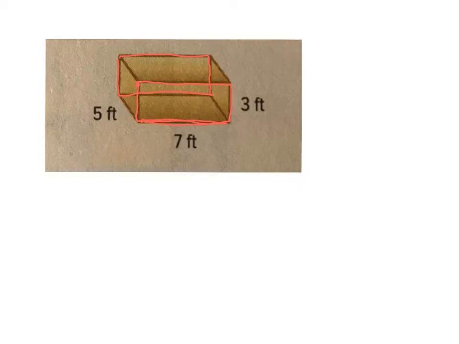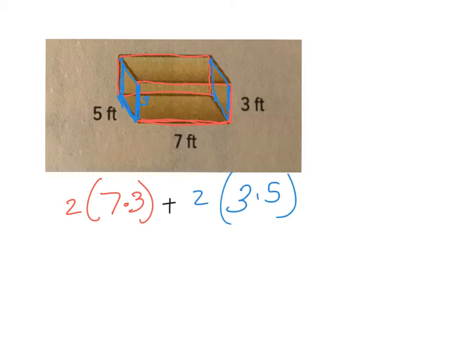It's a 7 by 3. So 7 times 3, and I want 2 of those. Okay, now let's do the sides. This one here, and the opposite of that would be this one over here. Well, I see that this is a 3, so I'm going to come over here and say this right here is a 3 too. So it's a 3 by 5. 3 times 5, and I want 2 of those.